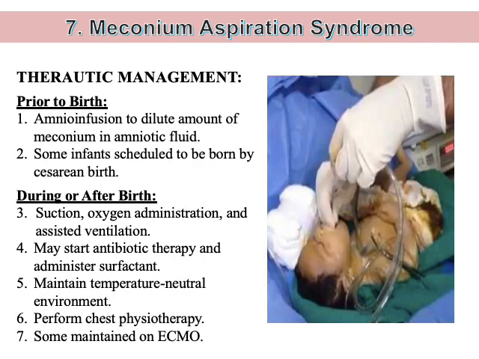Prior to birth, if meconium is suspected as expelled, amnioinfusion can be used to dilute the amount of meconium in the amniotic fluid inside the uterus. This will greatly decrease the risk of meconium aspiration. Some infants are also scheduled to be born by CS. This is especially true if there is deeply meconium-stained fluid during labor.